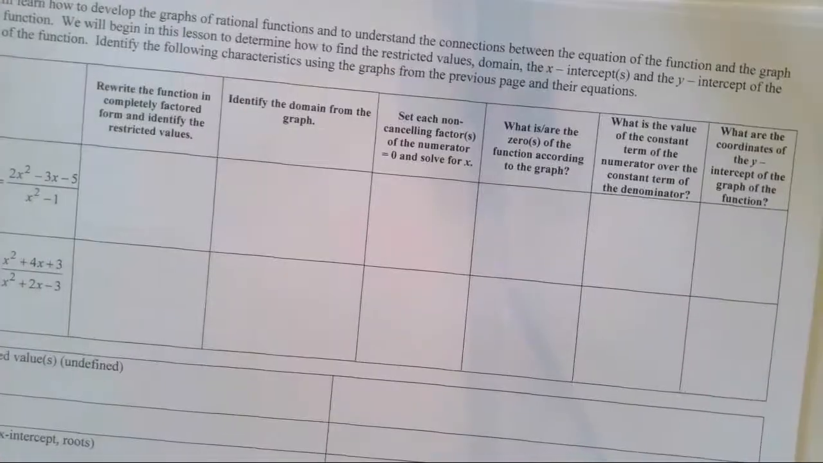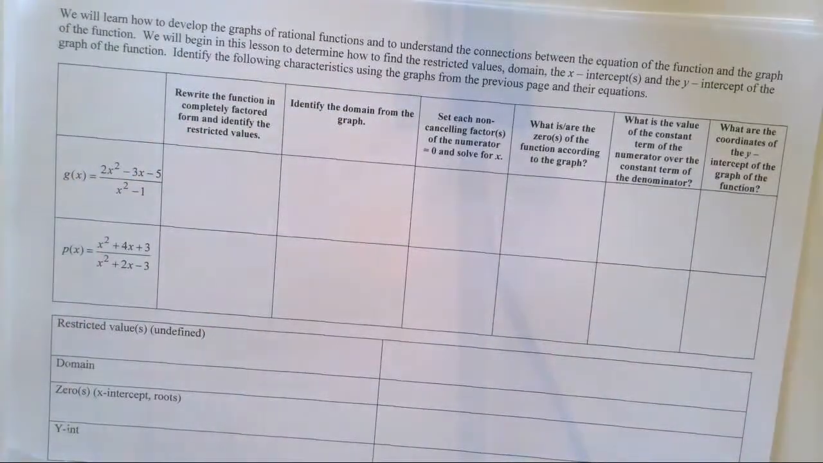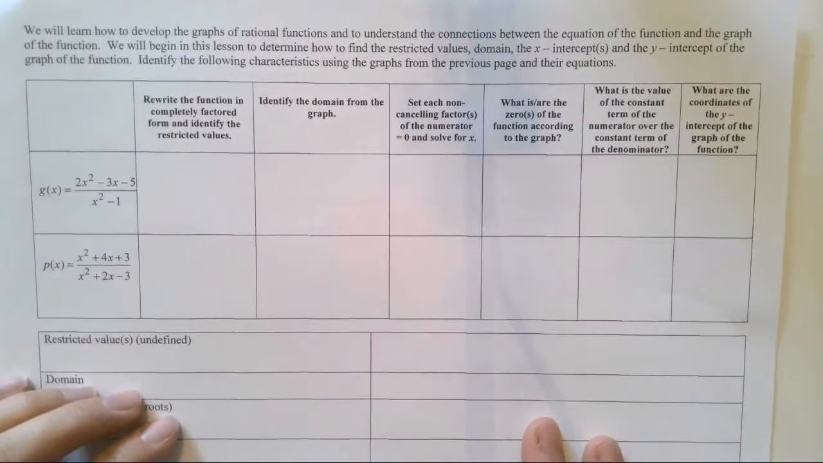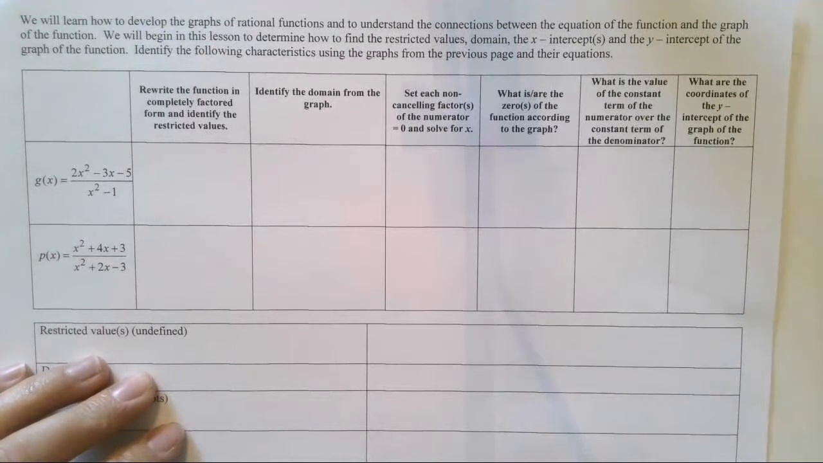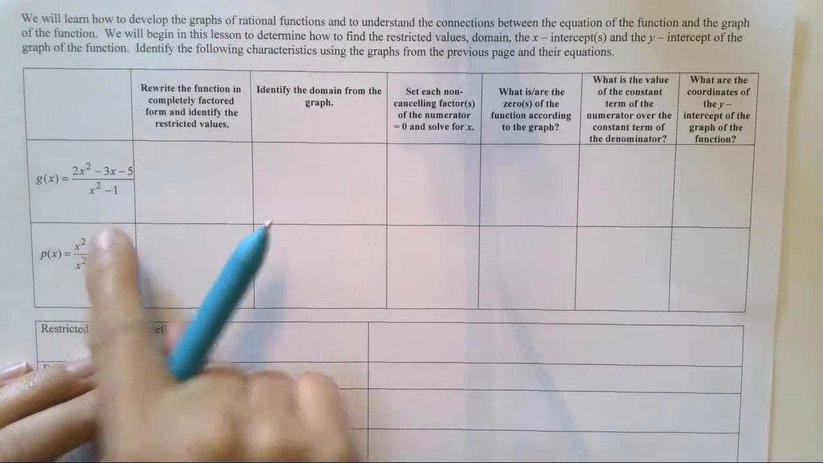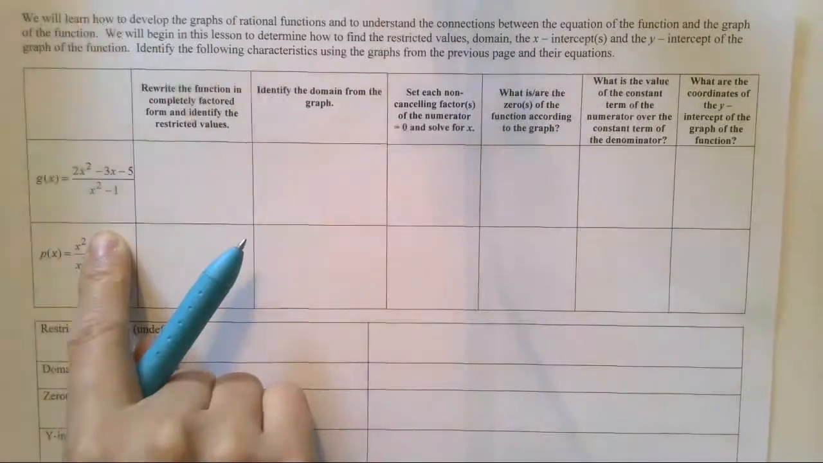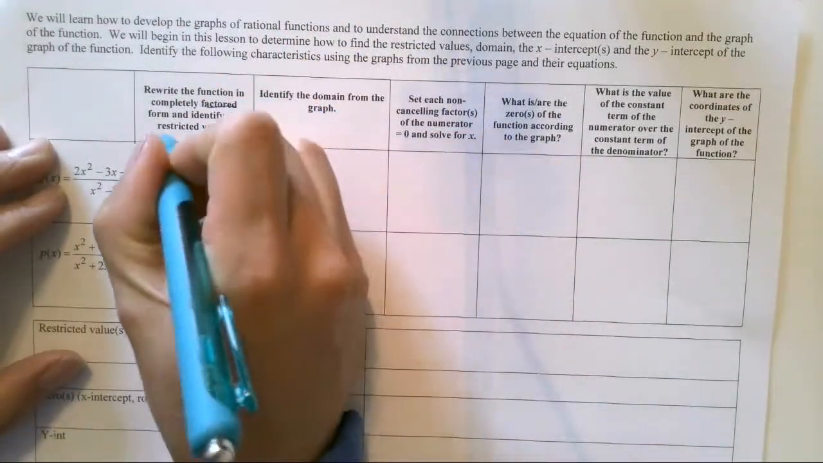Look at this huge table. We're going to fill it out. Follow the directions and then come up with the characteristics of each one. Ready? So, develop the graph of a rational function, understanding the relationship between the equation of the function and the graph. Let's go. These are the same as the functions on the front page that we did. Number 1 says: rewrite the function in completely factored form and identify restricted values.